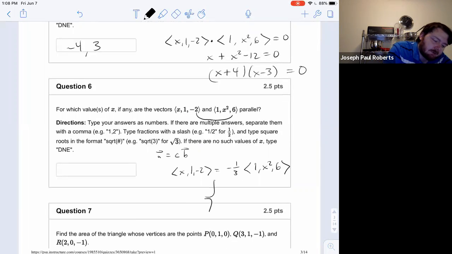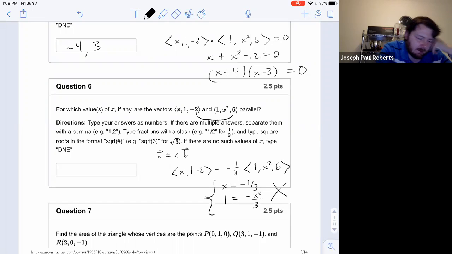Okay, and then what is that going to tell us about x? Basically, x would have to be -1/3 for the first equation to work, but then 1 would have to be minus x squared over 3, and that can't both be true, right? Because if x is -1/3, then we're looking at -1/27 equals 1, so that doesn't work.